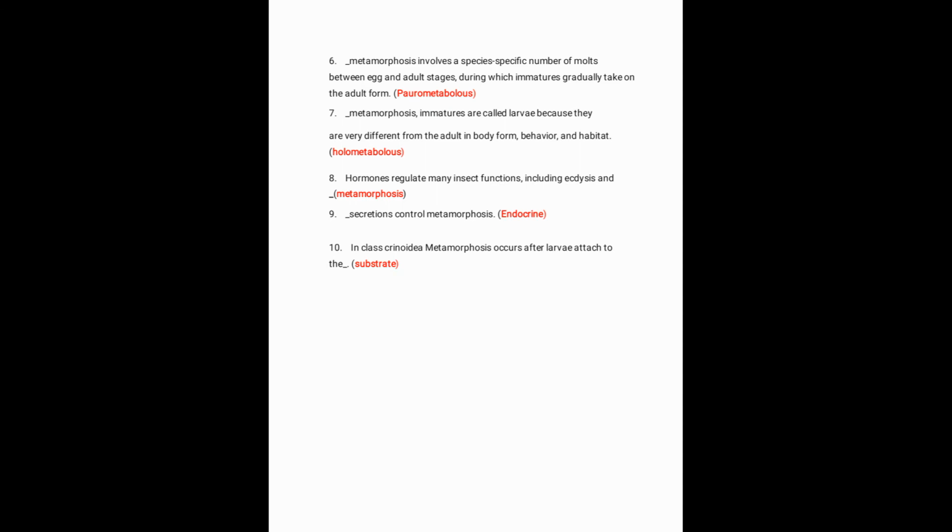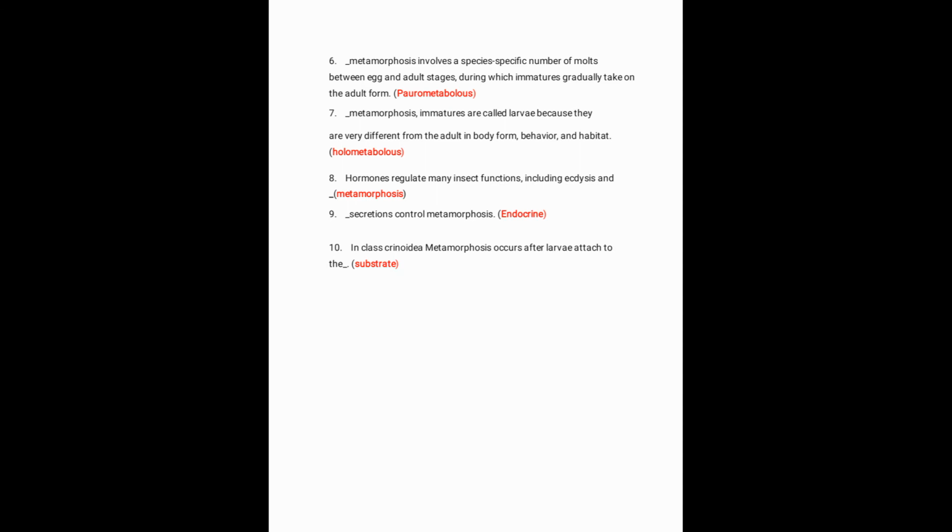This type of metamorphosis is known as holometabolous. 8th, the hormones regulate many insect functions, including ecdysis and metamorphosis. The answer is metamorphosis. The hormones regulate many insect functions, including ecdysis and dash metamorphosis. Dash secretion controls the metamorphosis.